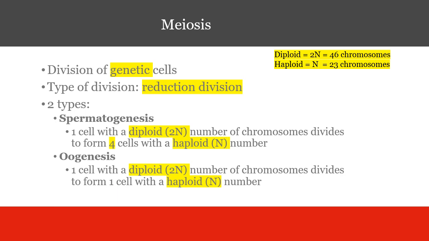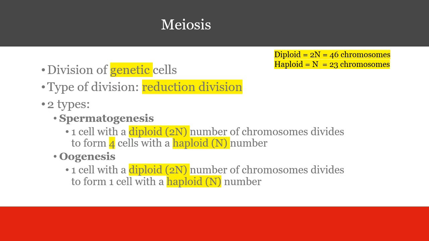In oogenesis, we're producing eggs. Unless there's a possibility of twins or triplets or quadruplets or sextuplets, etc., we're looking at one cell with a diploid number of chromosomes that normally forms one cell with a haploid number. If you have more than one cell, you end up having twins or something.